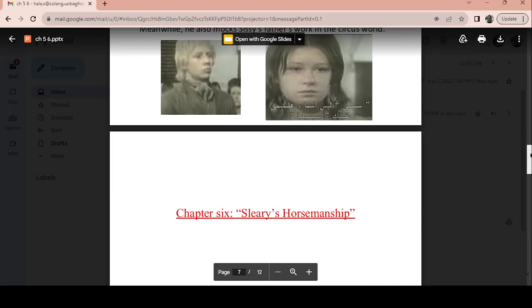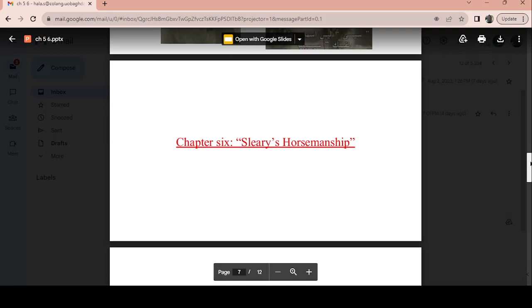And now we move on to chapter 6, Sleary's Horsemanship. Sleary's Horsemanship is the name of the circus where Sissy's father works. Also, we understand that Gradgrind and Bounderby are walking toward this place to talk with Sissy's father and ask him to take Sissy out of the school, because they think she is having a bad influence on the kids in the school.